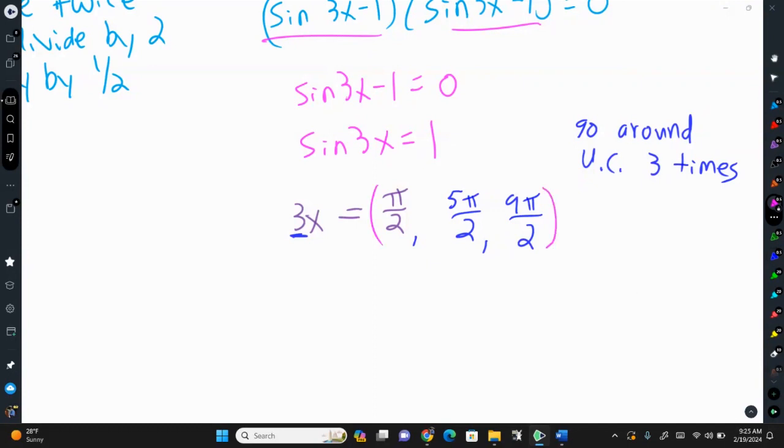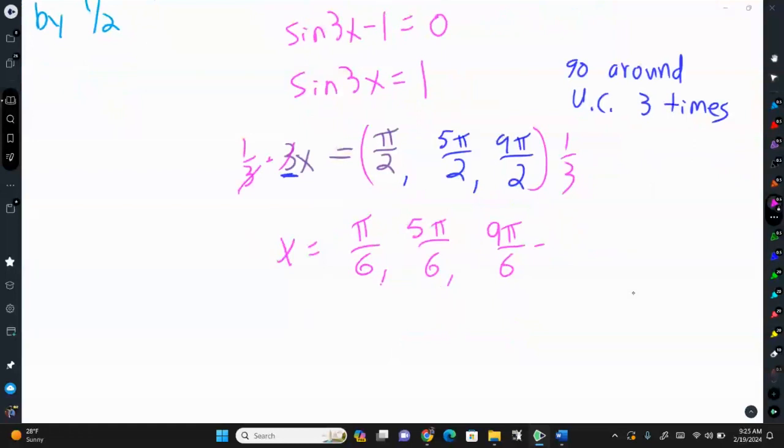So now we have to multiply everything by 1/3. x is equal to pi over 6, 5 pi over 6, and 9 pi over 6, which is really 3 pi over 2.